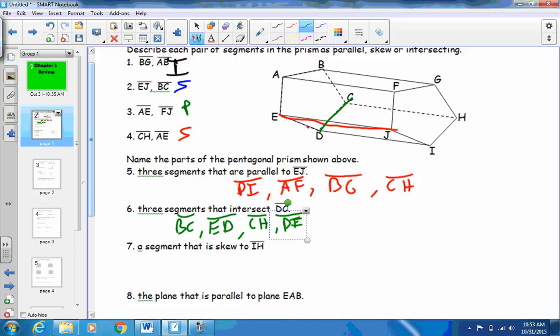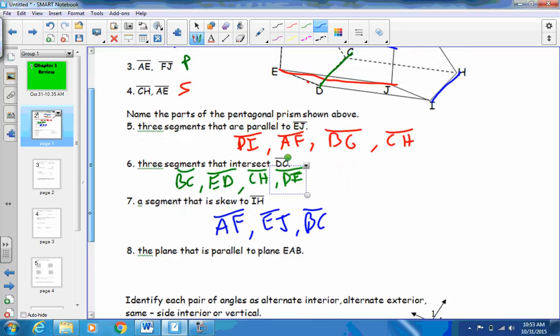Number 7 says a segment that is skew to segment IH. So do that in blue. So not in the same plane, but also not parallel to it. So we'll say AF. That one would be an acceptable one. It's not in the same plane. It's also not parallel by any means. EJ would work. BG would work. And I think there are more too. We're just going to name those 3. You only have to name 1.